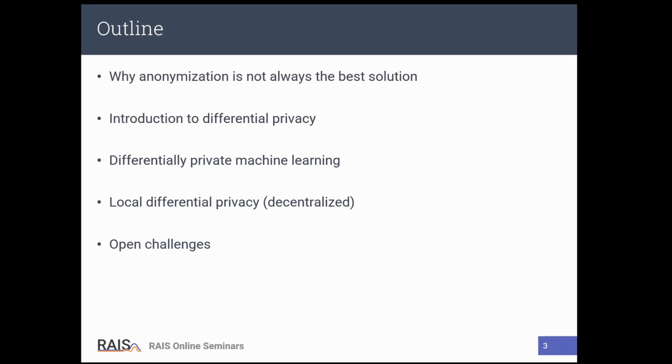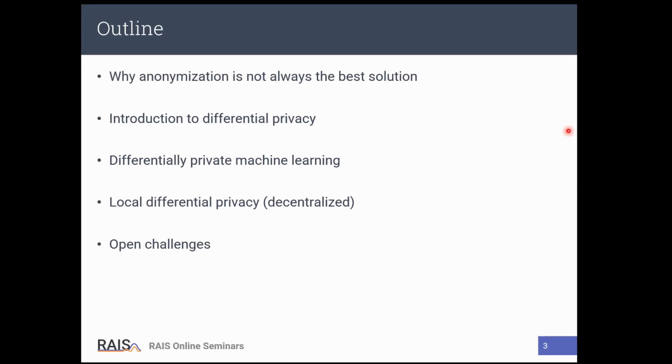This is pretty much the motivation, and this is the outline of the topics that I will be covering during this presentation. First of all, I will try and explain why anonymization is not always the best solution, and in particular, it's not the best solution when it comes to actually processing the data instead of just observing them. After this brief motivation, I will introduce the concept and the setting of differential privacy.